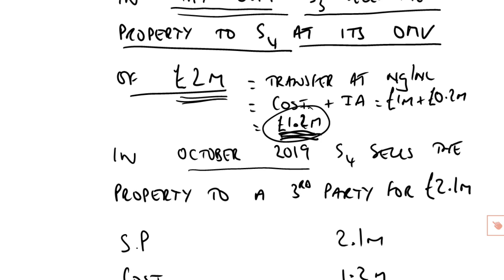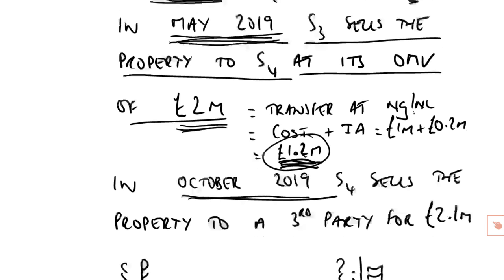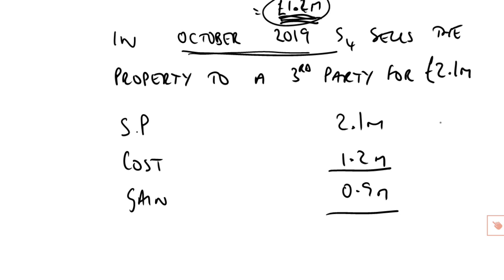S4 is deemed to have acquired the property at a base cost of 1.2 million on the transfer date, May 19. As it's acquired in May 19, which is post-December 17, there will be no further indexation allowance to compute when S4 subsequently disposes of that property. The disposal in October 19 is at sales proceeds of 2.1. The base cost, as a result of the no gain, no loss transfer, is 1.2 million. The gain, therefore, is £0.9 million.